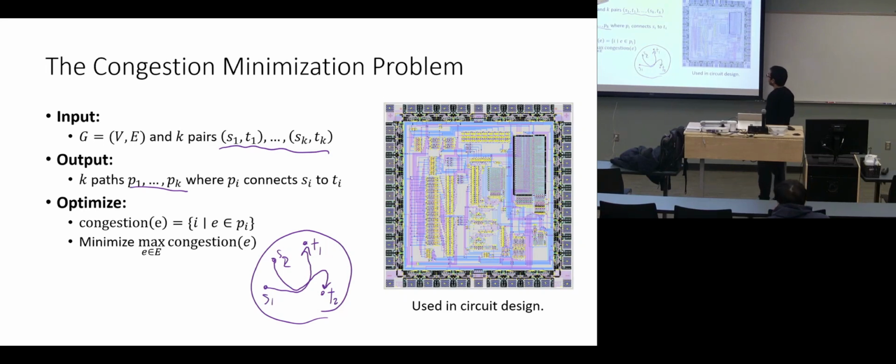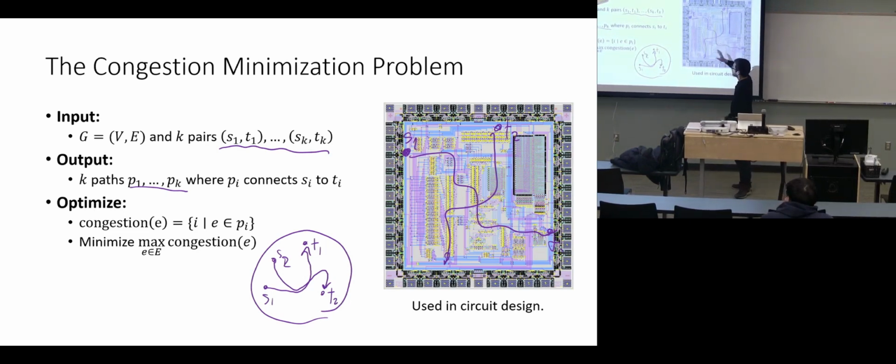And this is a problem that people need to solve in real life, actually, when people need to design some electronic circuit. There is some demand S1 to T1, which needs to be routed somehow, and S2 to T2 needs to be routed somehow. What you need is that at every place the capacity of the wire in the circuit should be small.